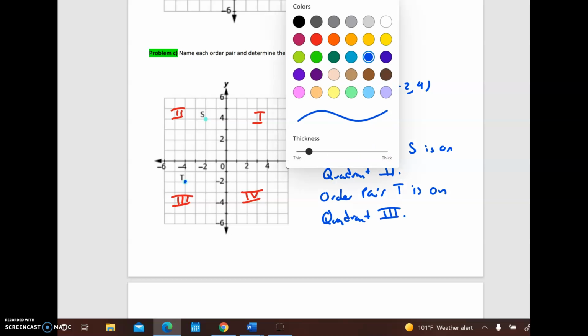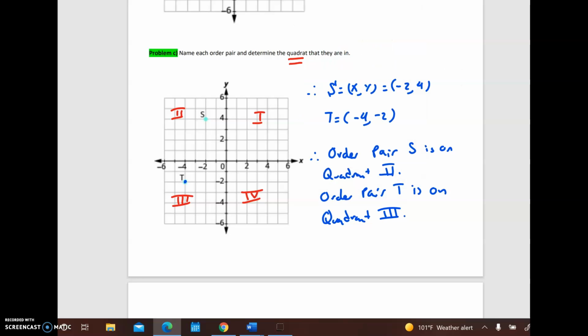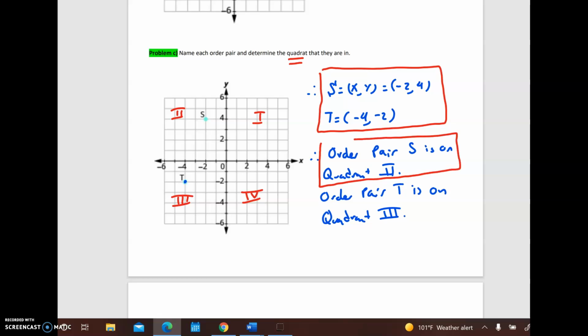And that's actually it. So this one wanted 2 answers. They wanted us to name the ordered pair. In this case, let me double check. S is -2, 4, and T is -4, -2. And then they wanted us to tell the quadrant. Well, in this case, ordered pair S is on quadrant 2. That's part of our solution. And then the coordinate point T is on quadrant, in this case, 3. That's actually it for these 3 problems.